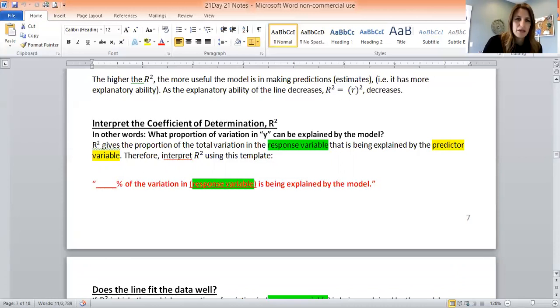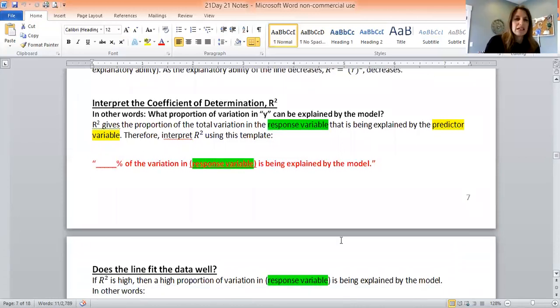So how do I interpret my coefficient of determination? Right here, I'm going to say R squared of the variation in my response variable is being explained by the model. That's it. It's a very simple explanation, and you're just talking about the spread or the variation there.